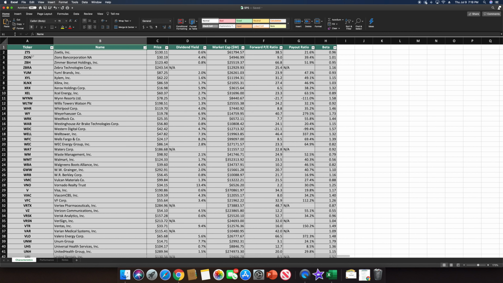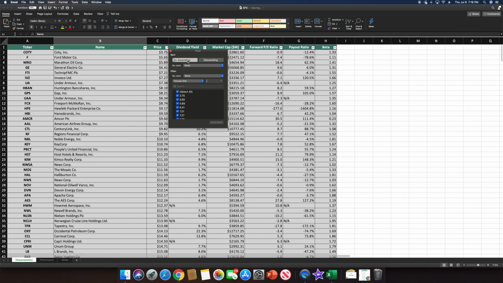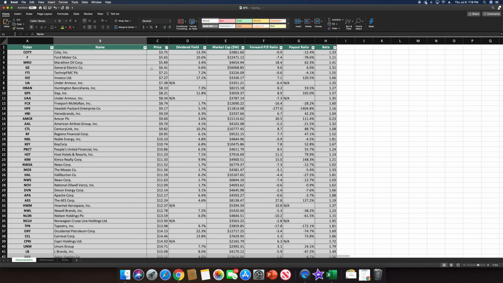Perhaps you don't know what company you'd like to invest in and you're more concerned about the price. Well, you can click here and this will give you what the stock price was on that given day. So the day I downloaded this spreadsheet, the cheapest price in the S&P 500 was Cody at $3.75.